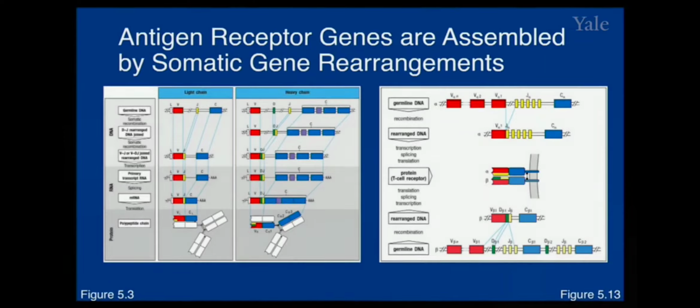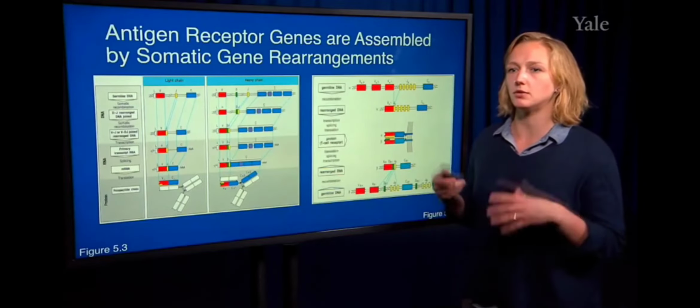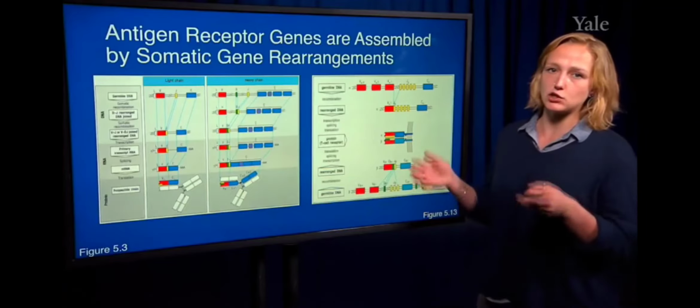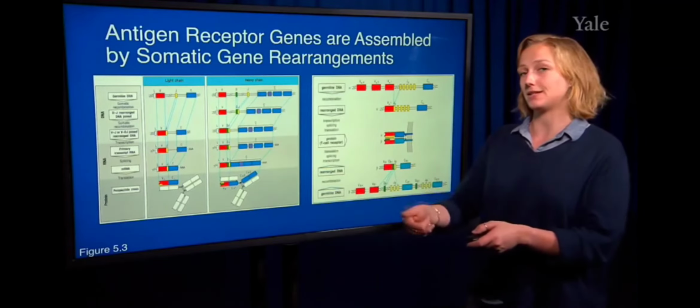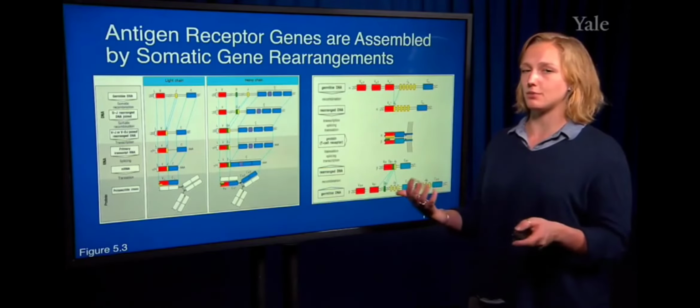The actual concept of this will be covered in a future lecture, but I just wanted to give you a very brief overview that indeed each individual developing B cell and T cell will have a very different specificity when they leave the bone marrow and the thymus.